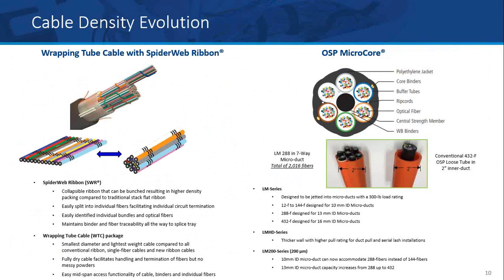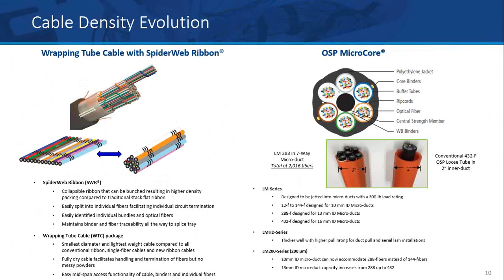But so AFL, we've released in the past few years our wrapping tube cable with spider web ribbon. Essentially, if you're not familiar with ribbon technology, it's 12 fibers laid in an encapsulated ribbon structure, where they lay into the cable in a stacked organization. And then you actually use a mass fusion splicer to splice 12 fibers at one time.